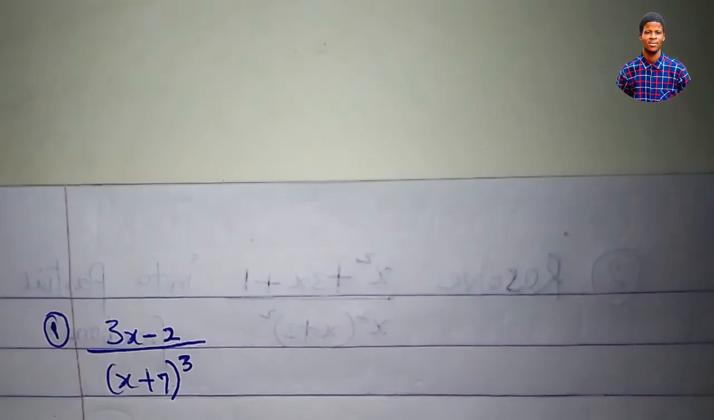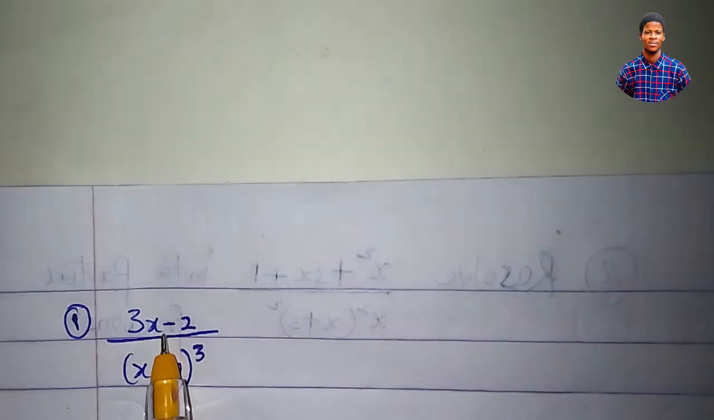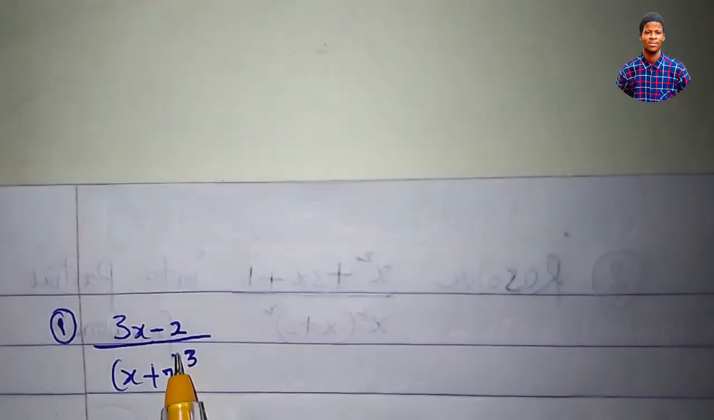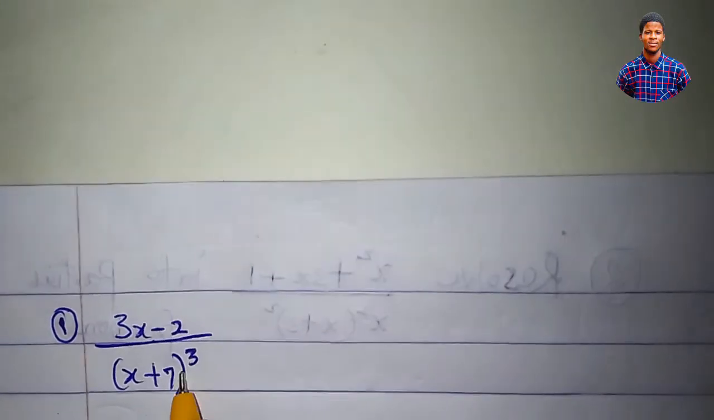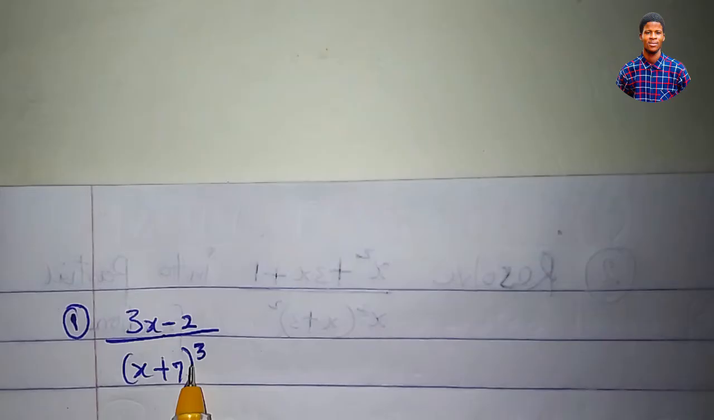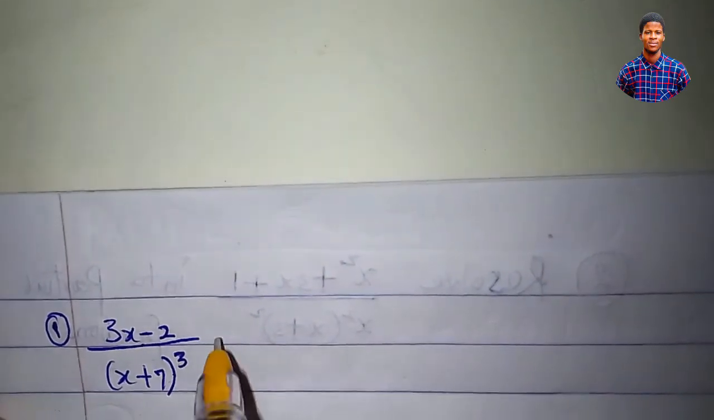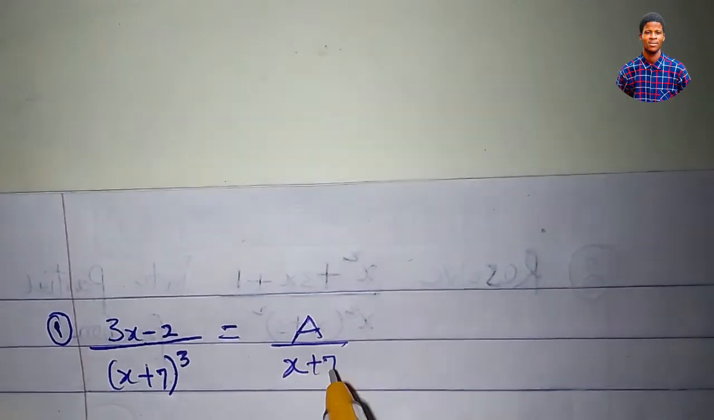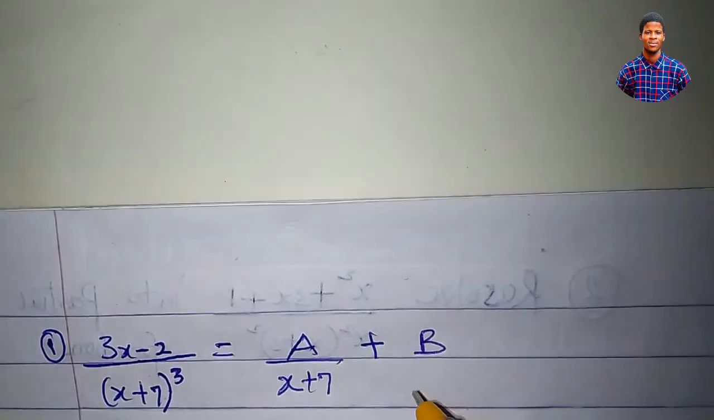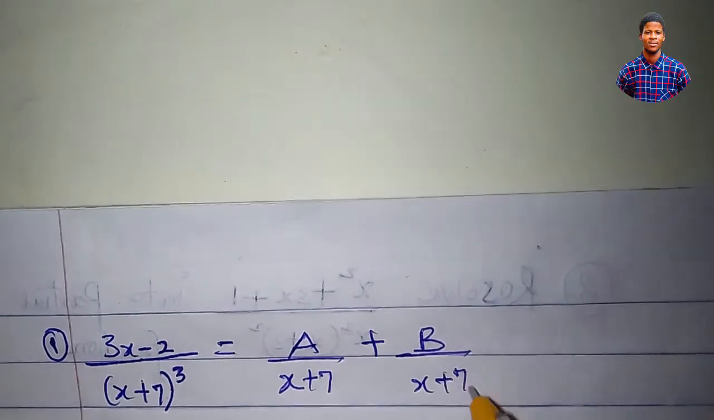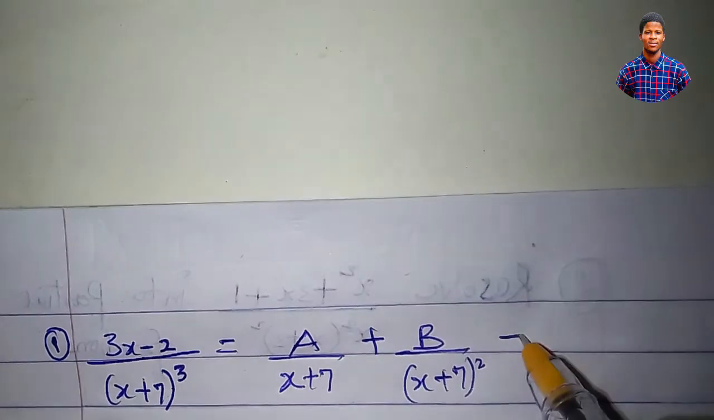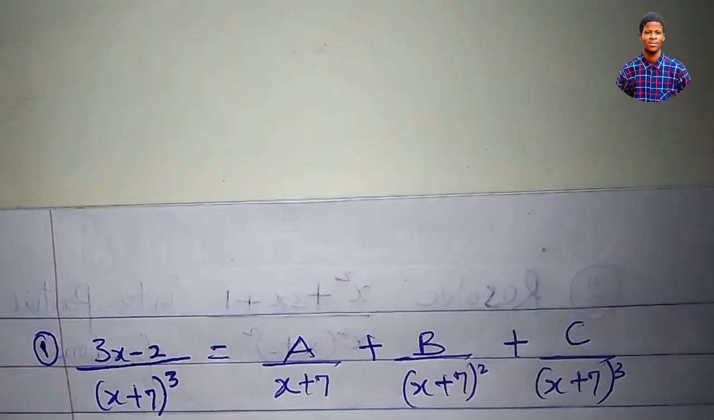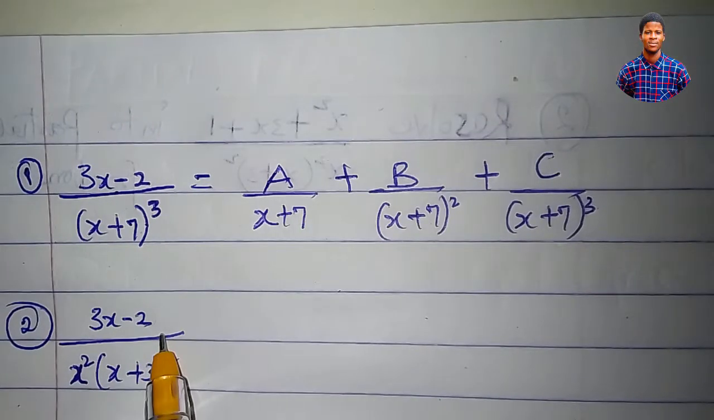For example, how do I resolve this into its component partial fractions? Now, you can see that x plus 7 is to the power of 3. That means x plus 7 is repeated 3 times. It means that the partial fraction is equal to a over x plus 7, plus b all over x plus 7 squared, plus c all over x plus 7 to the power of 3. This is it.